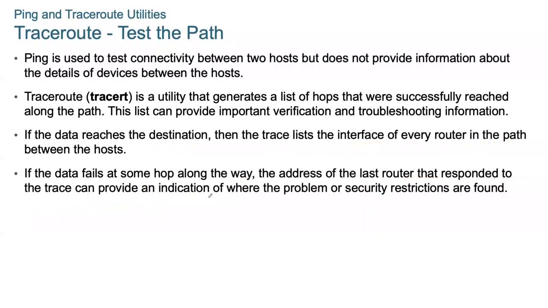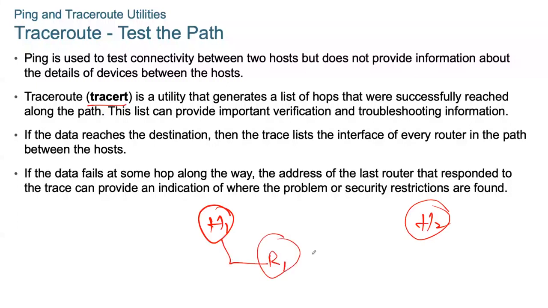So traceroute is basically used to ping your H1, try to ping your H2, and for that it goes through its default router 1, your router 1 connected to the default router 2 of another network.